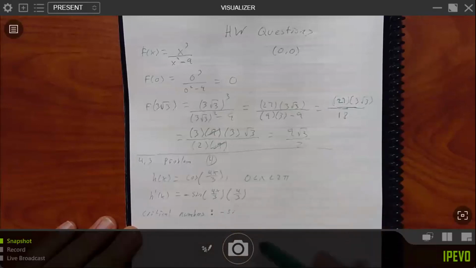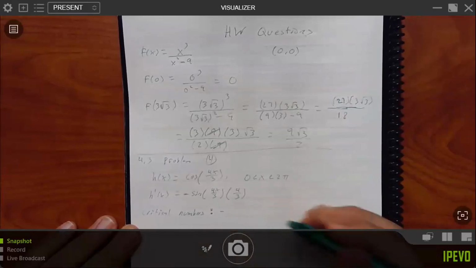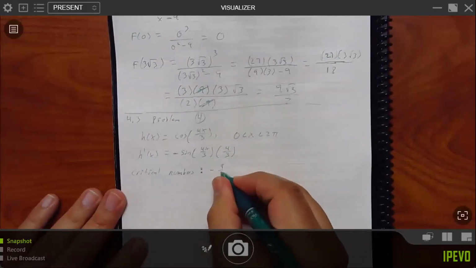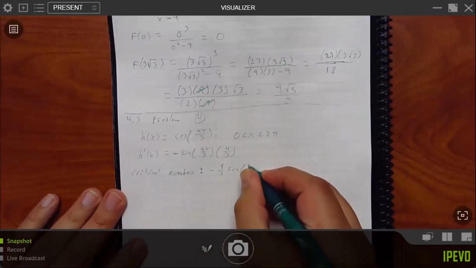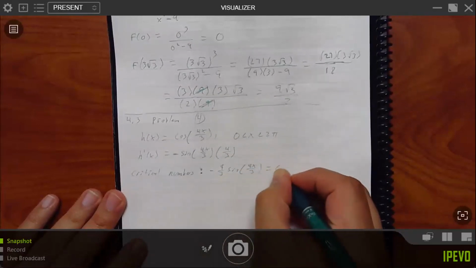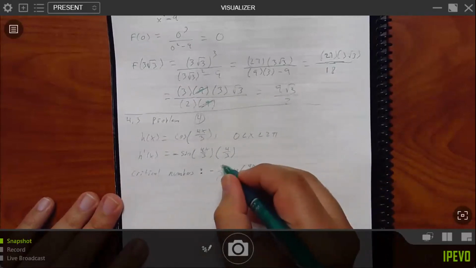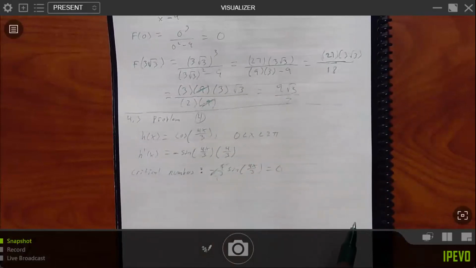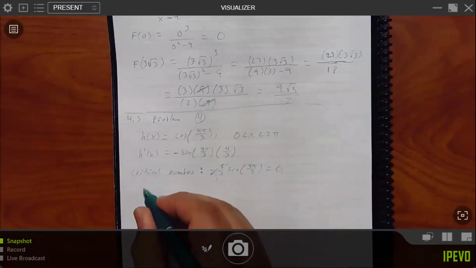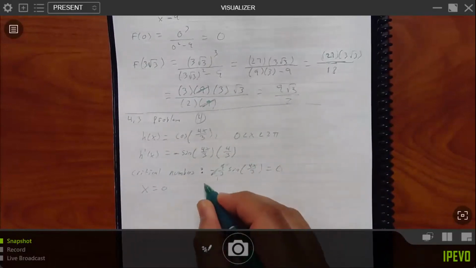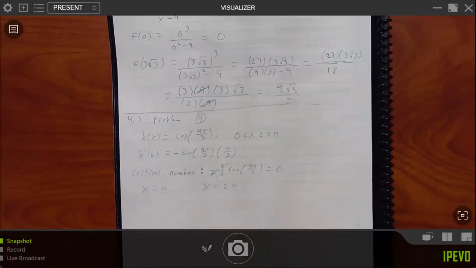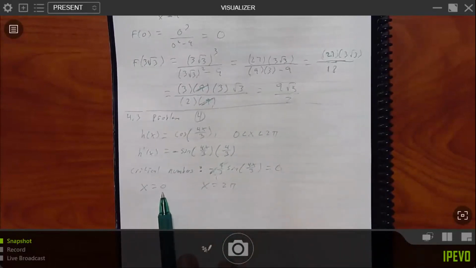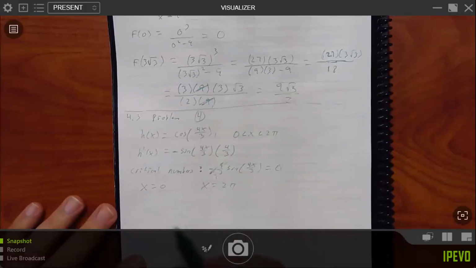Negative, oops, I put the number in front, 4/3. So set this to 0. So this number won't make a difference. So when is sine 0? Sine 0, that's 0, I think, right? Yeah. So the critical number is 0 and also 2 pi. That's 360, or from 0, same spot. Okay. So we have 2 critical numbers.